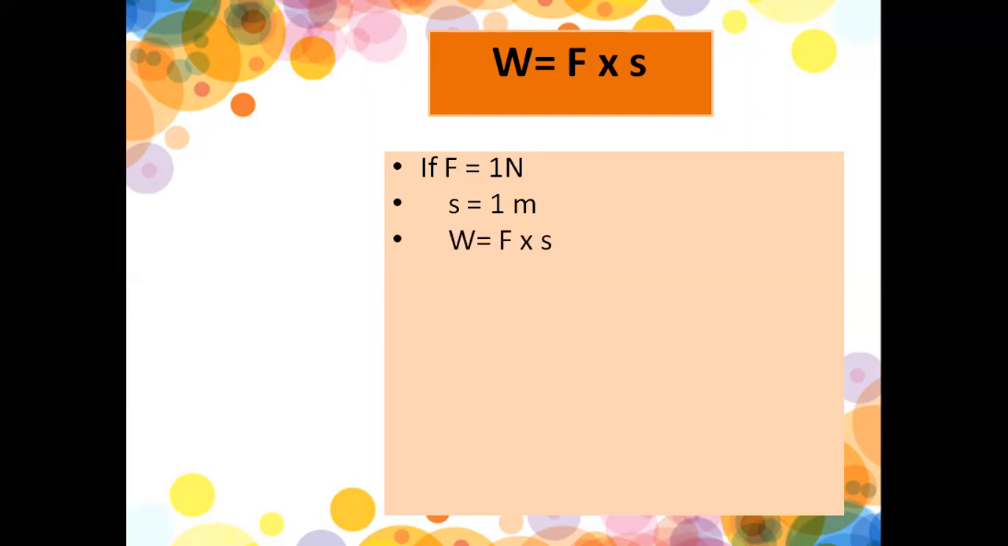Now, we know the expression work done is equal to force multiplied by displacement. So I will just substitute the values. Work done equals 1 Newton multiplied by 1 meter. Now I know 1 multiplied by 1 is 1. So 1 Newton multiplied by 1 meter will be equal to Newton meter.